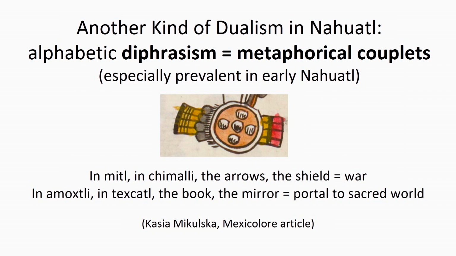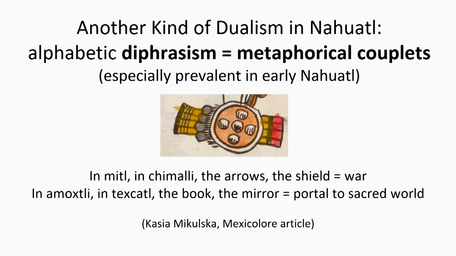Another kind of dualism in Nahuatl alphabetic writing is what we call diphrasism, two phrases. And these are metaphorical couplets. They're often very poetic. So, for example, we have the arrows, the shield, which mean war. We have the book, the mirror, which is a portal to the sacred world. And I love that. Books here in the library, some of you might especially appreciate that. Books are a portal to another world, at least.